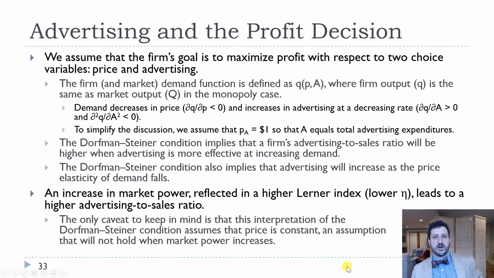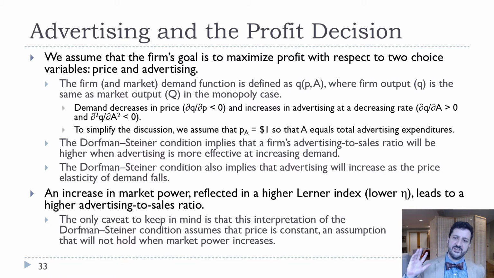So if we think about the profit decision, we're going to assume that we've got a downward sloping demand curve as usual. So demand decreases in price, but it increases in advertising, but only in a concave sense, so it increases at a decreasing rate. We'll make the price of advertising 1, so that capital A equals total advertising expenditures. And basically what Dorfman and Steiner said was that we're going to solve this model.